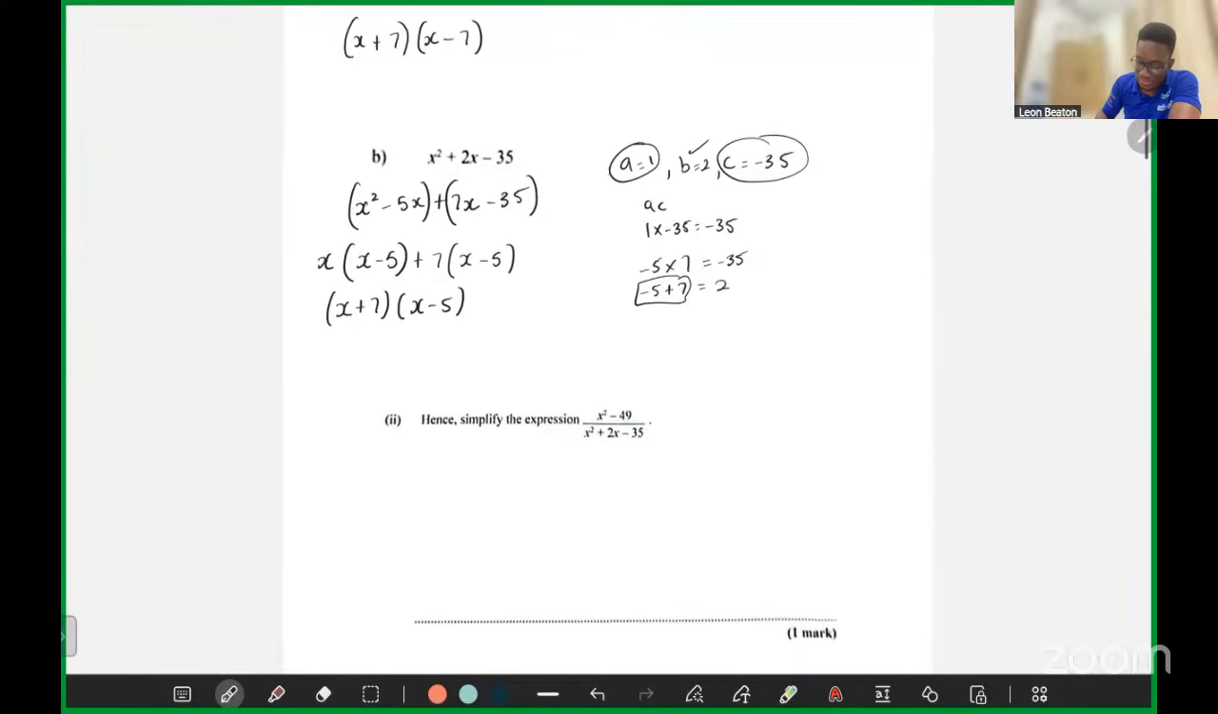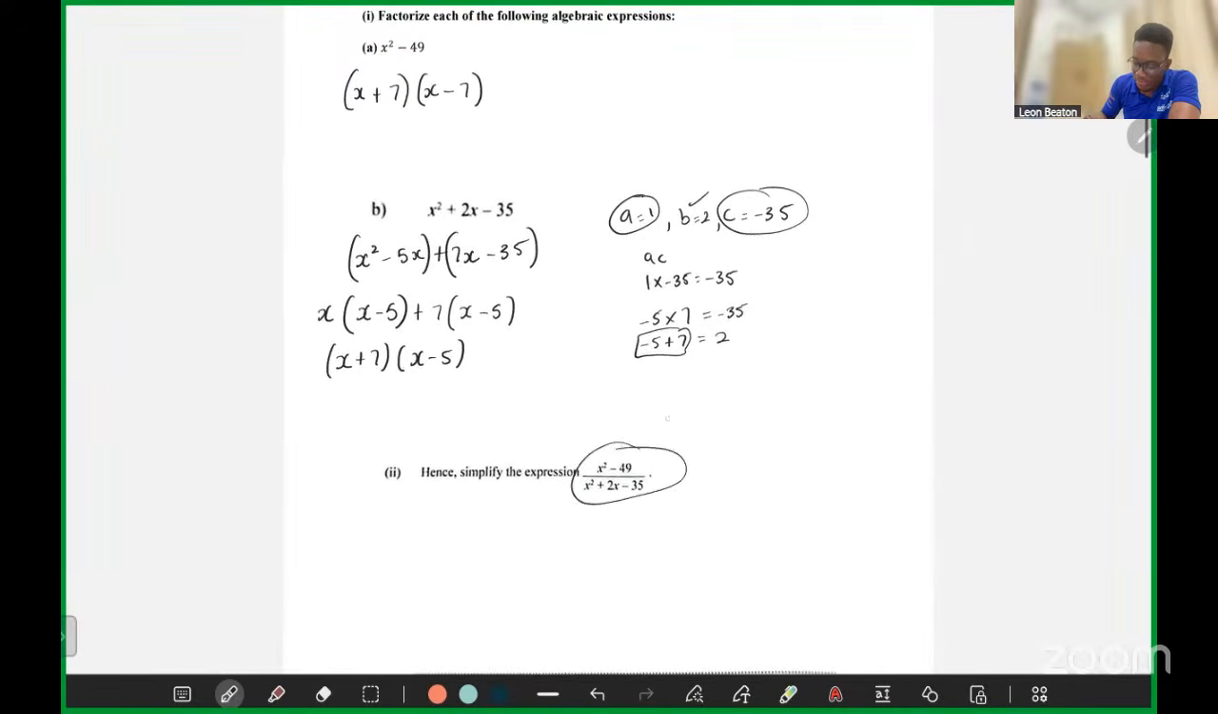So let me zoom out a little. When you have algebraic fractions like these and you're asked to simplify, the key thing is to factorize the top, factorize the bottom, and then cancel out the common factors. We already factorized the top to get x plus 7 and x minus 7. And we already factorized the bottom to have x plus 7 as one factor and x minus 5.